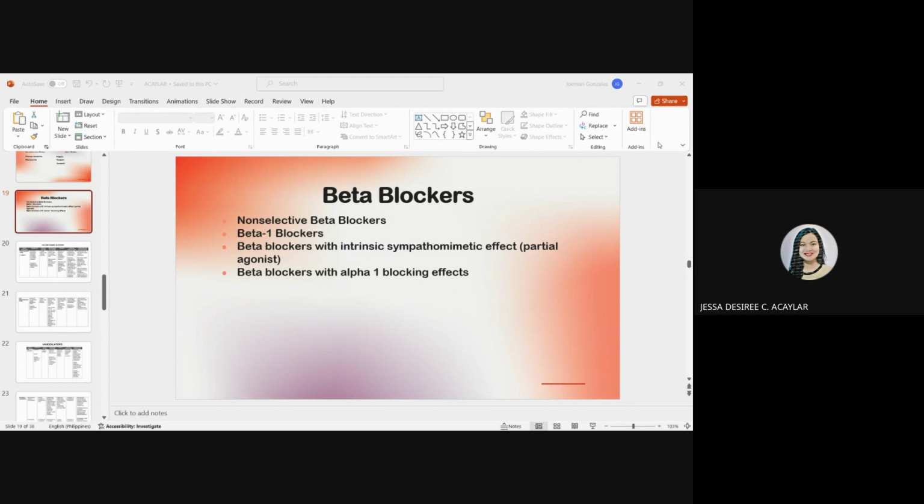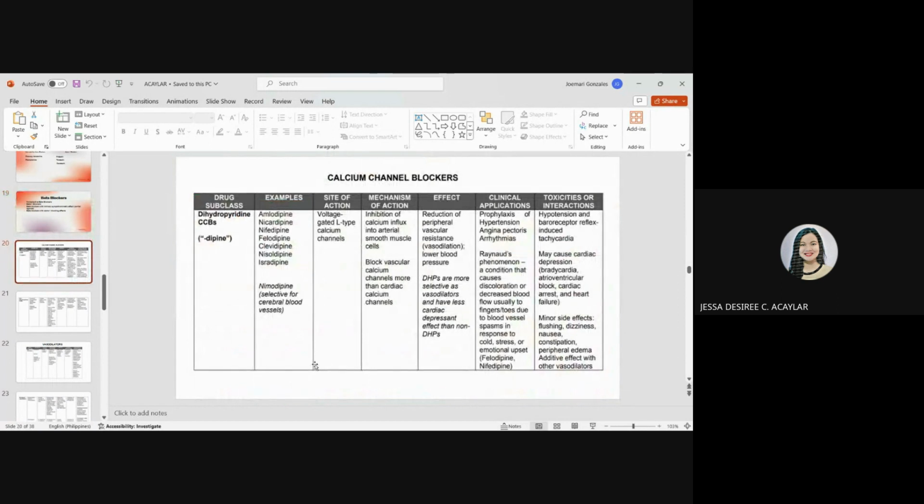So, eto na po tayo sa continuation ng ating antihypertensive agent. Ang kulang na lang po natin are the calcium channel blockers, the vasodilators, and the angiotensin antagonists. So, naglagay po ako dito ng table ng calcium channel blockers. Ito po na may dihydropyridines. Dito rin po yung mga examples, mga dipine, amlodipine, nicardipine, nifedipine, felodipine, yan po sila.